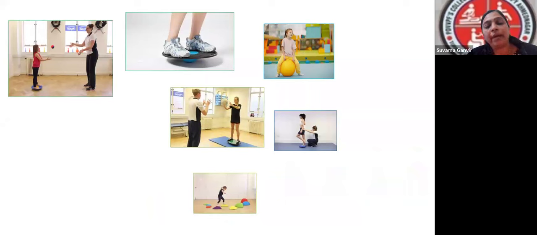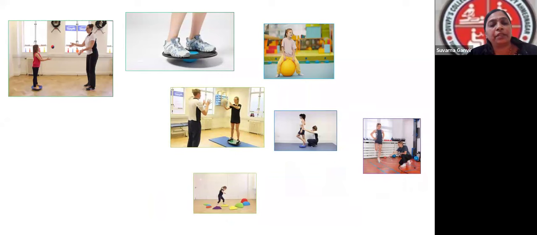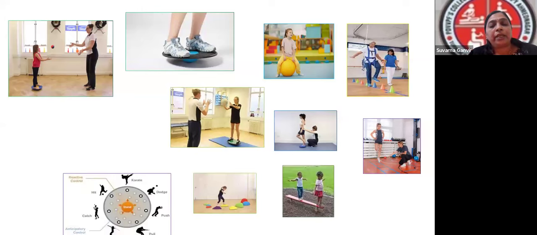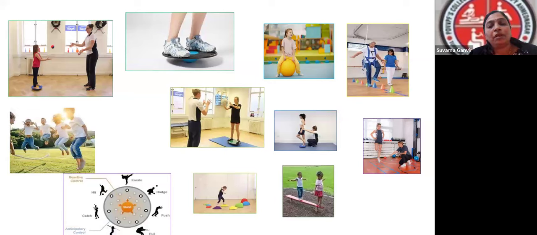exercises on the balance board, which you can see in the first figure, the second figure, which is a balance board. So probably making the child work on the unstable surface can improve his balance. Secondly, the child can be made to stand on the disc, and one leg standing can be given to improve his static balance.